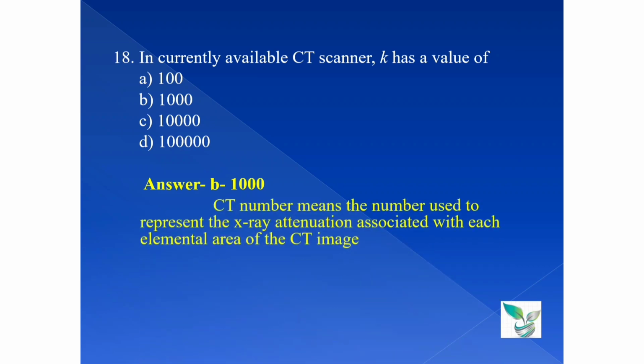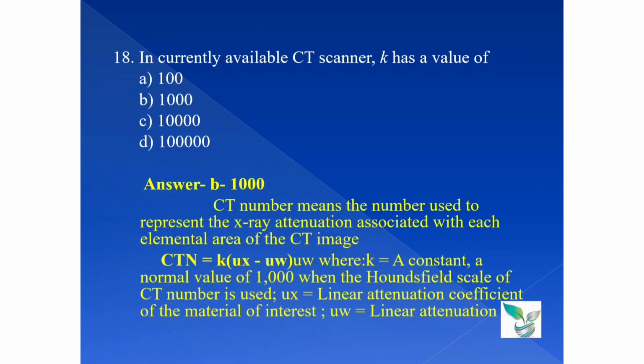CT number is a number used to represent the X-ray attenuation associated with each elemental area of the CT image, and the CT number can be calculated from this equation: K times (Ux minus Uw) divided by Uw, where K is a constant with a value of 1000 where the Hounsfield scale of CT number is used. Ux is the linear attenuation coefficient of the material of interest, and Uw is the linear attenuation coefficient of water. So from this equation you can calculate the CT number.